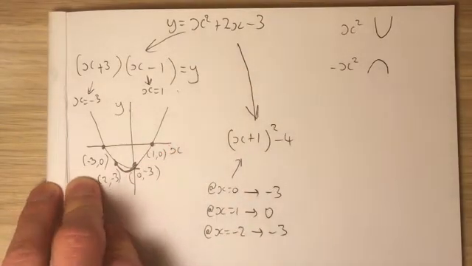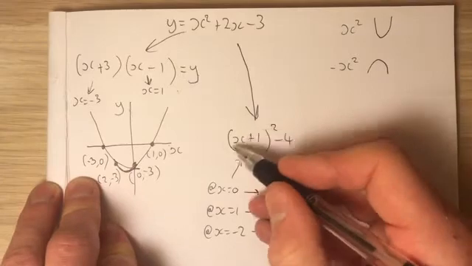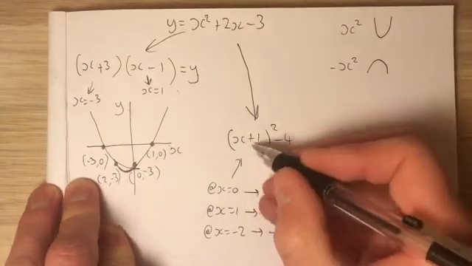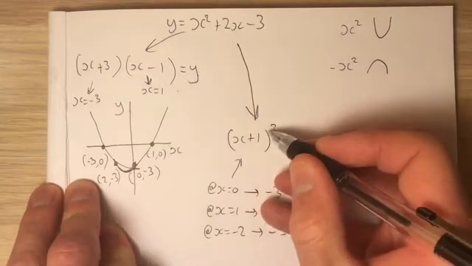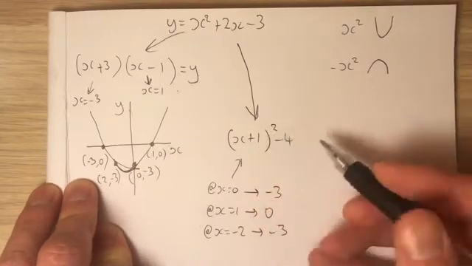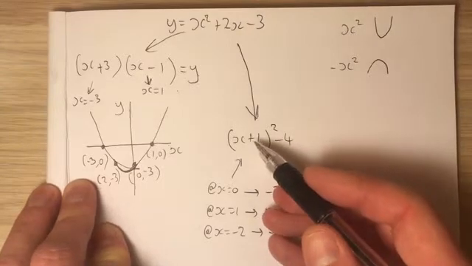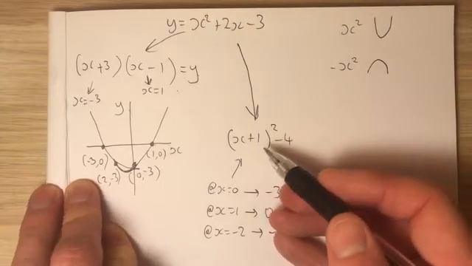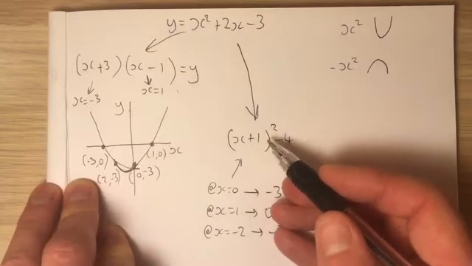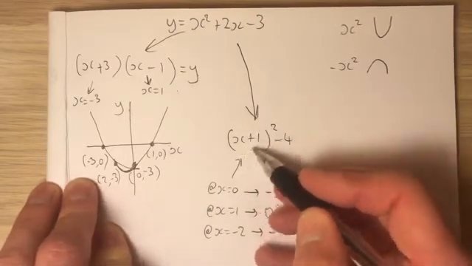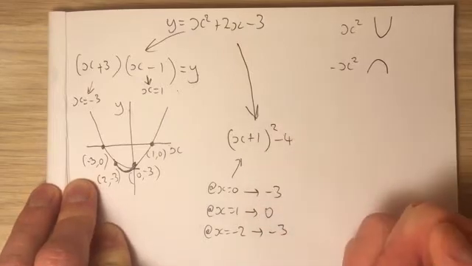Easy way of checking, think about this. This bit is something squared. So whatever number is inside here, the answer is always positive, right? Because see, minus 1 squared is 1, minus 10 squared is plus 100, negative 3 squared is positive 9. Minus times minus makes plus. So this bit always gives me a positive answer.